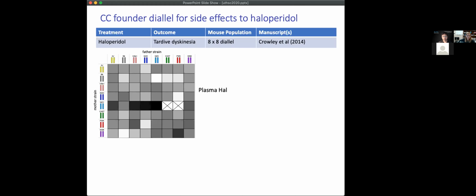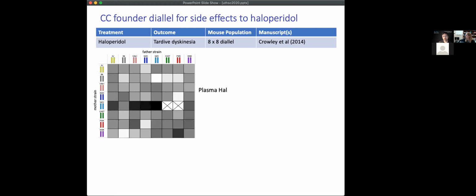And this is actually plasma haloperidol, which isn't really a delta. It's only defined on the treated. But what we can see is that if your mother is an NZO, you're going to have a much higher plasma haloperidol level, and so we can see a strong parent of origin effect there.